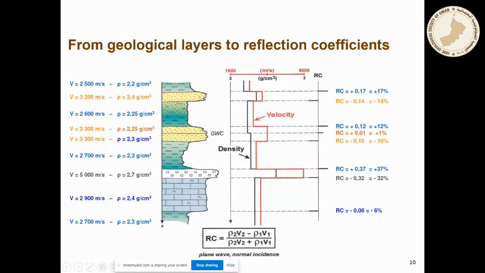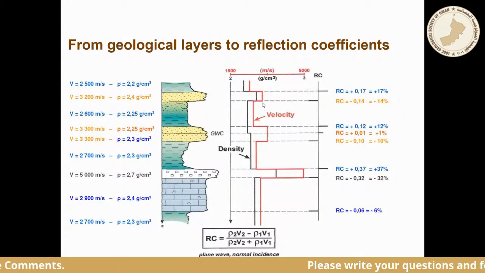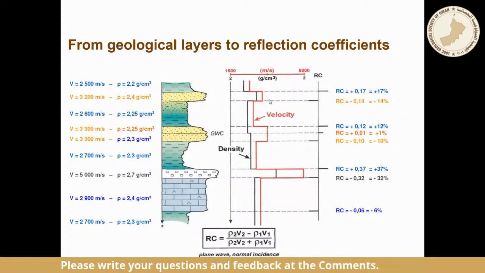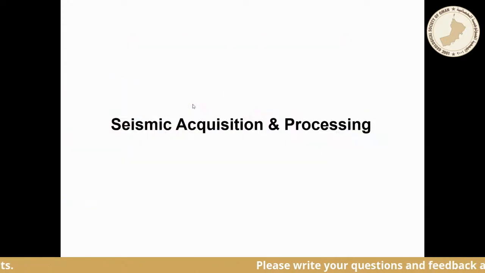So here, for instance, if you move from strong rock where velocity is high and density is high, to poor rock where the velocity is lower and density is lower, you can see the signal reflection coefficient is basically reduced, and this would be imaged in seismic, hopefully, if this layer is thick enough to be seen by seismic data.